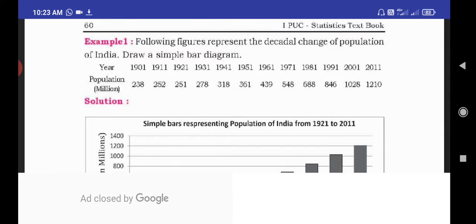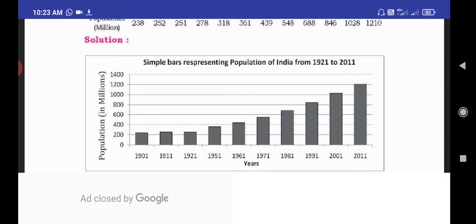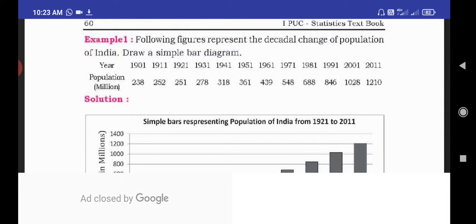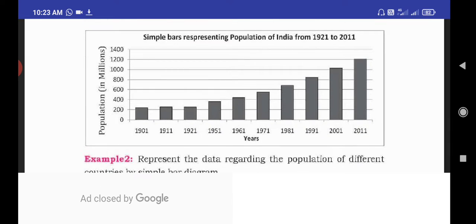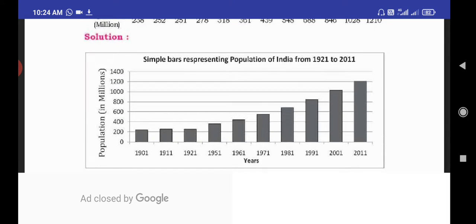For example, for simple bar diagrams, let us look at one example. This is the best example. The following figures represent the decadal changes of population of India. Draw a simple bar diagram. In this problem, they have given information of year and population. Next we should give importance to both length and width. So years we should write horizontally. Next they have given population. Population we have to write here.